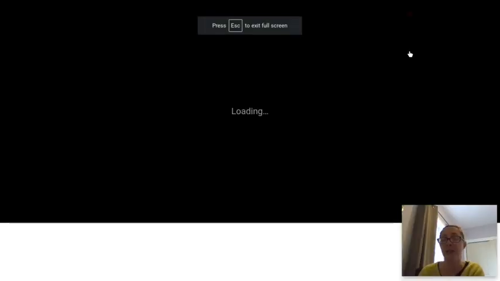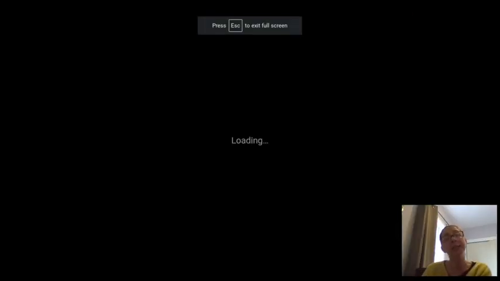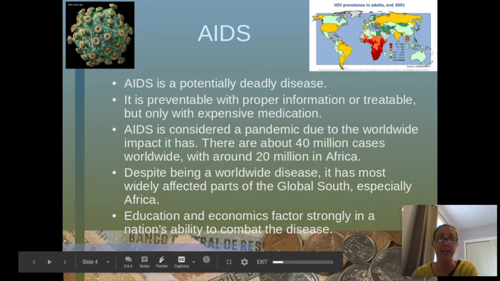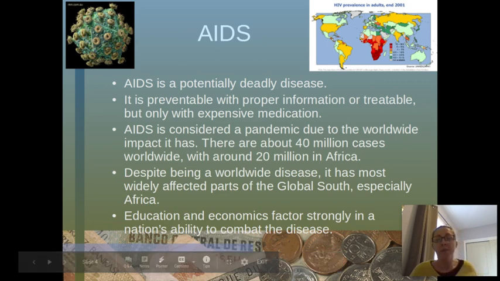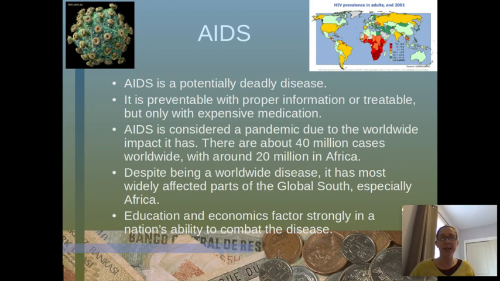So AIDS is a potentially deadly disease. Since the outbreaks in the 1980s, we have seen scientists develop medication, and now it's no longer a death sentence. Many people can live for years with HIV and AIDS and have a fairly normal life, but the medication can be very expensive. Without treatment, it is deadly, but it is preventable with proper information, and it can be treatable, but again, expensive. It has been considered a pandemic due to the worldwide impact.